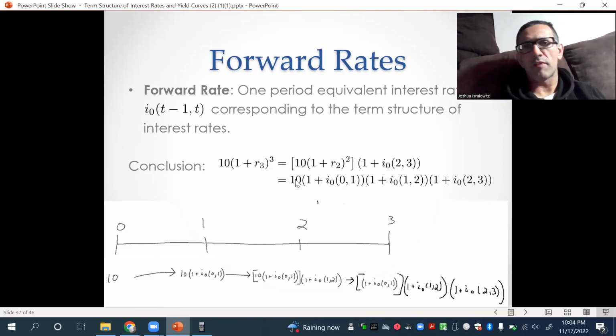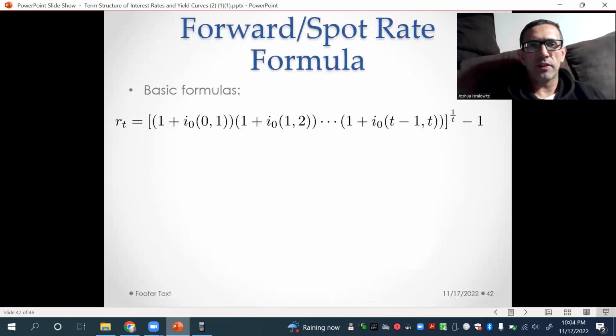So in this example, raise 1 plus r3 cubed to the 1/3. That's going to equal 1 plus the 1 year spot rate times 1 plus the 2 year spot rate times 1 plus the 3 year spot rate, to the 1/3, subtract 1, and we get R3. This is the same logic for t years. Just solving for R3, you would get exactly this when t equals 3.